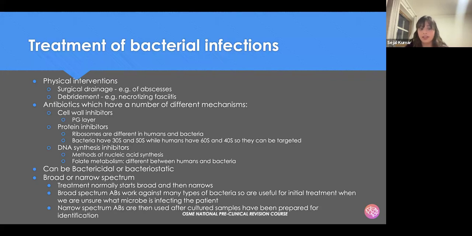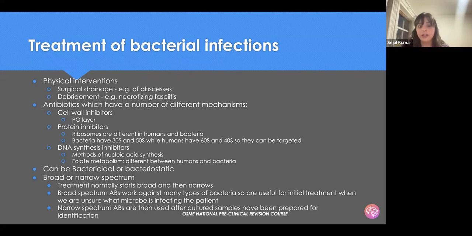Antibiotics can either be bactericidal or bacteriostatic. Bactericidal basically means they kill the bacteria, but bacteriostatic means they prevent the growth of bacteria. So if you stop taking the antibiotic and it's bacteriostatic, then the bacteria can start growing again and cause infection. Broad or narrow spectrum antibiotics exist.